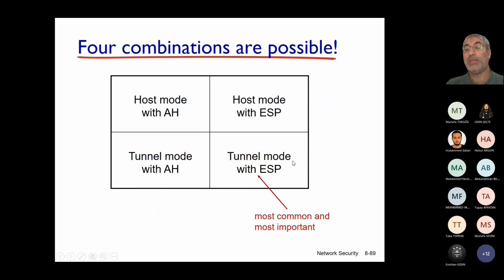This is the most common and most important because ESP provides confidentiality compared to the AH, and on top of that, it uses the tunnel mode.